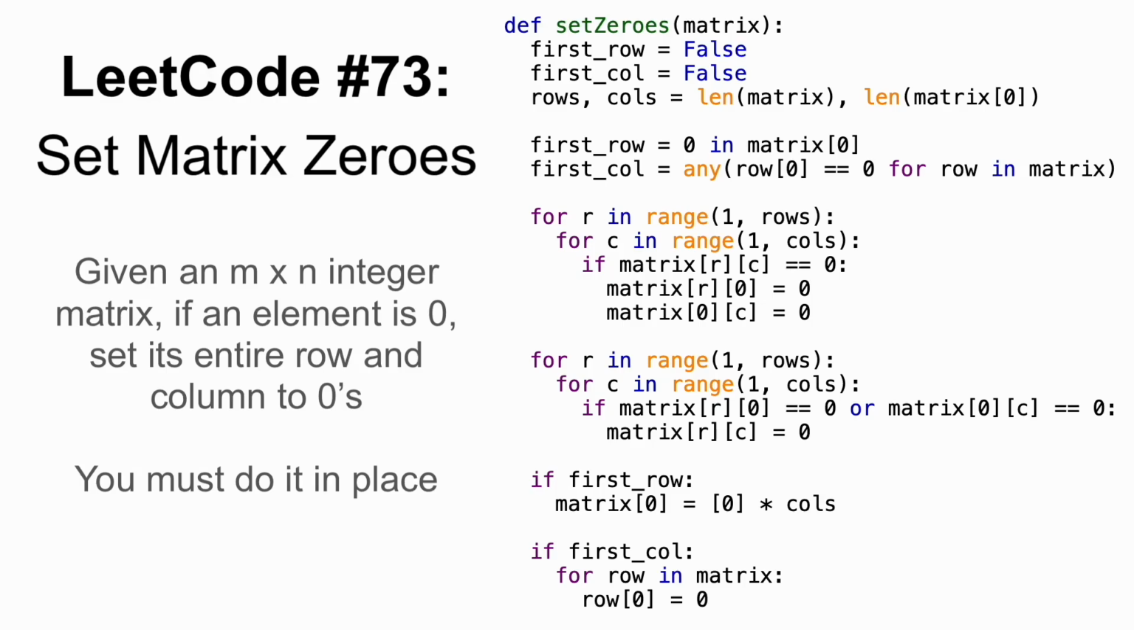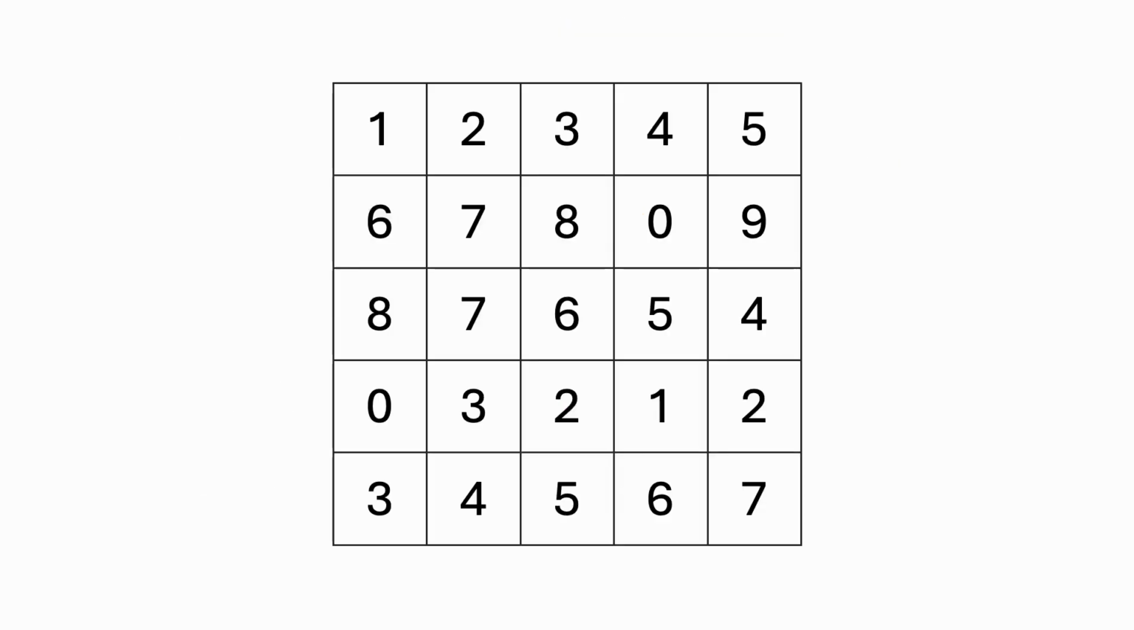Let's solve LeetCode question number 73, Set Matrix Zeroes. Given an m by n integer matrix, if an element is 0, we need to set its entire row and column to zeros. We also must do it in place, so the function will not return anything. So let's say this is the matrix that we're given. There are two zeros here, so we'd set the entire row and column of each 0 to be all zeros. And this is going to be the new modified matrix.